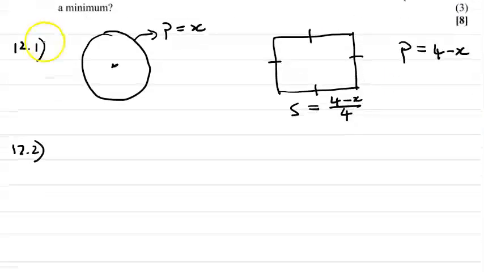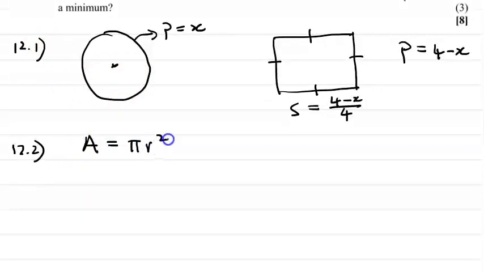So let's look at the circle first. What is the area of a circle? The area of a circle formula is pi times radius squared. What do we have here already? We've got the perimeter of the circle in terms of x. So the formula for perimeter is 2 pi r. So 2 pi r is equal to x. Therefore, the radius is going to equal x over 2 pi.